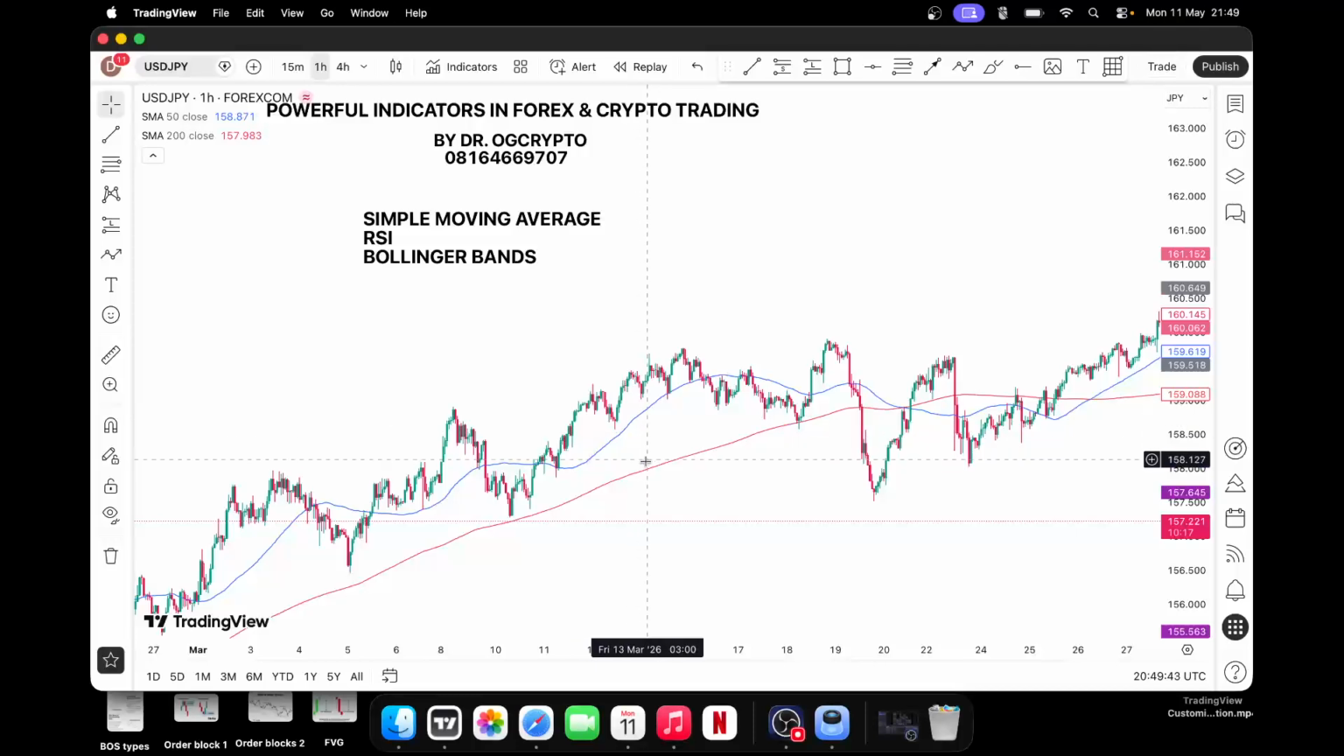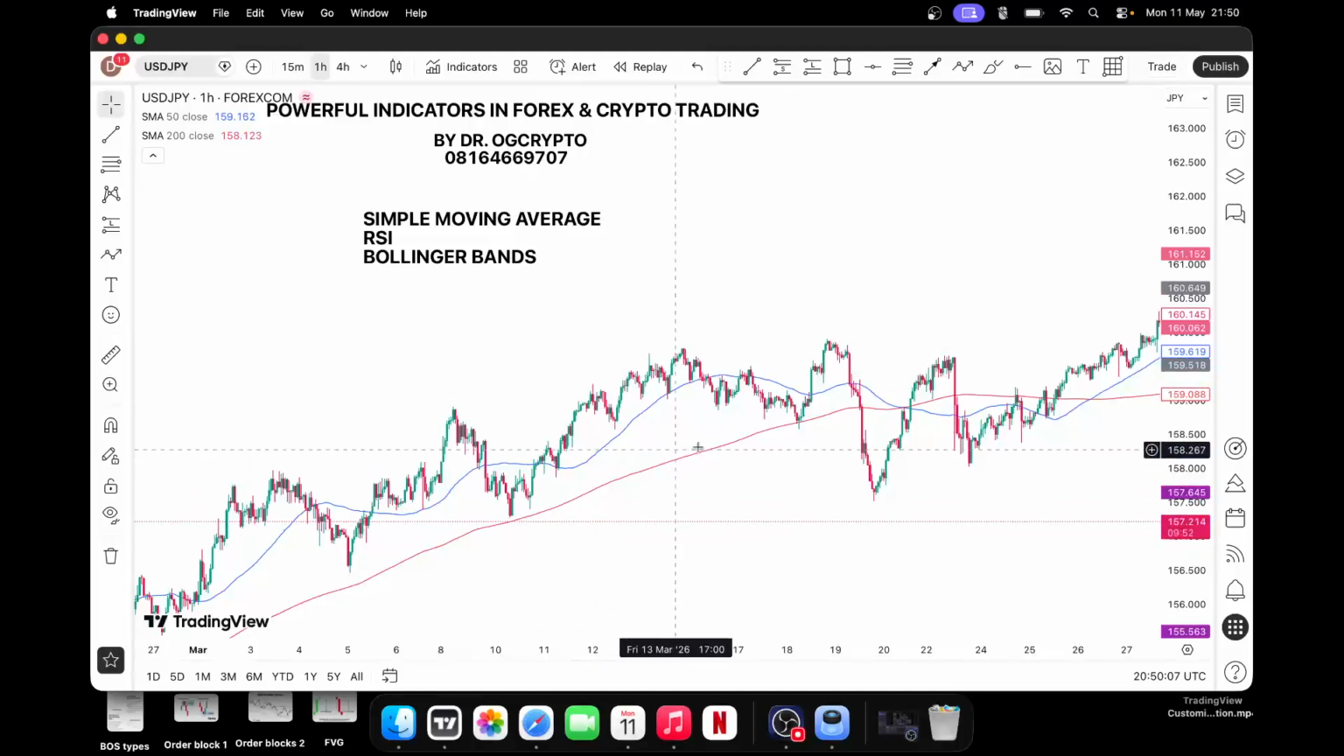Now, what is the importance of these two colors? What does it mean, that 50 and 200? Why did I say you should change it to SMA 50 and SMA 200? That SMA 50 shows a 50 days moving average. So what SMA 50 shows is a short and intermediate time interval trend of the market.